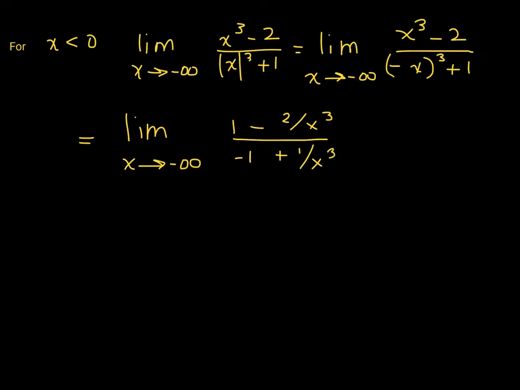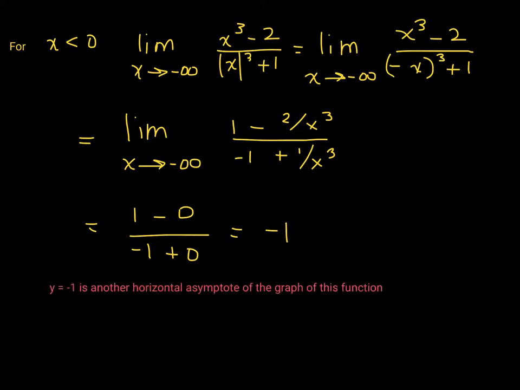Now, keep in mind that we want to show, hopefully, that this is a real number. So you end up getting 1 minus 0 over negative 1 plus 0. And all of this is equal to negative 1. And the big idea here is you have a real number. Because negative 1 is a real number, you found a second horizontal asymptote for your graph. So we see this function has 2 horizontal asymptotes. That's really, really interesting. All right, cool. Let's move on.